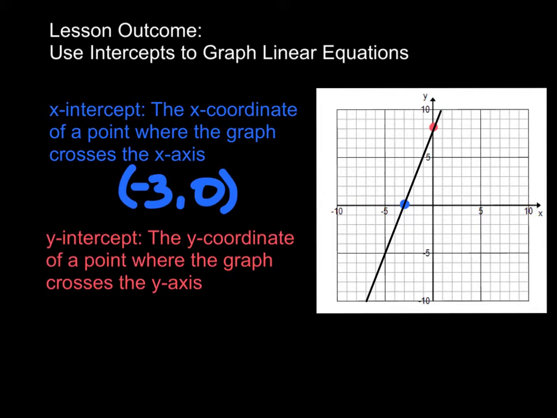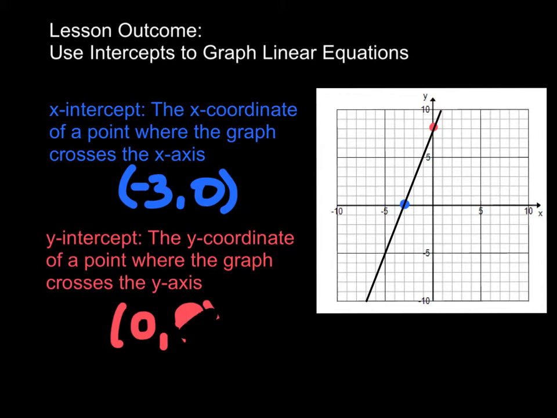The y-intercept on this graph, again, is the y-coordinate of a point where the graph crosses the y-axis. So here's our y-axis, and where it crosses the y-axis is right here. And so we need to know the y-coordinate of that point. And if we start at the origin again and we move up, we moved up 5, 6, 7, 8. So this point right here is 0, 8.